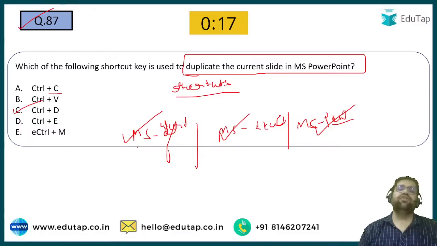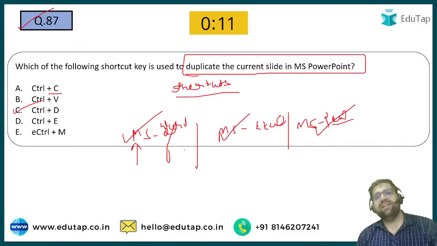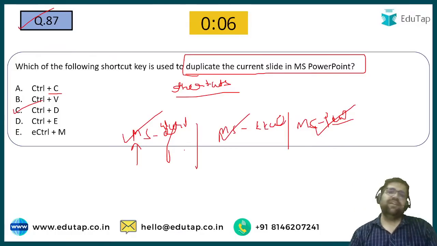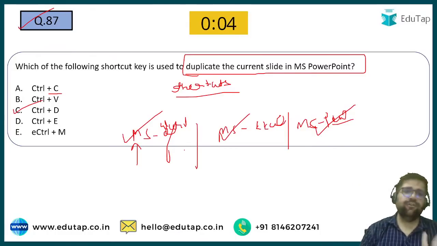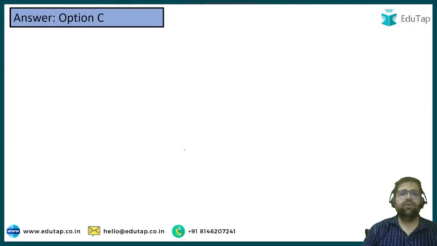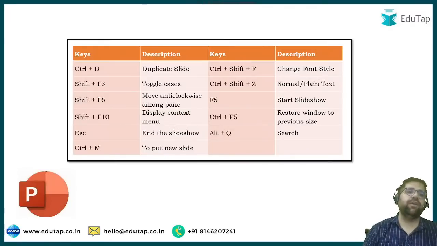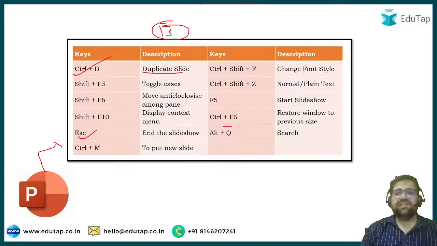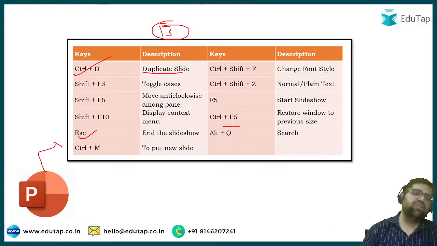First learn the full forms or shortcuts related to MS Word. If that is not happening, then there is no need to cover MS Excel and MS PowerPoint. But please remember, you cannot cover everything, so just remember the major ones. Here I have given you an image which will help you cover certain important shortcuts of PowerPoint. If you are unable to do everything, just remember the basics. Control plus D is used for duplicate. Escape is used for ending the slideshow. In PowerPoint, the major function is F5, which starts your slideshow. Control plus F5 will start your slideshow from the current slide.